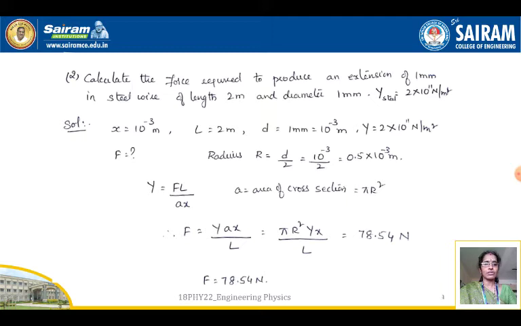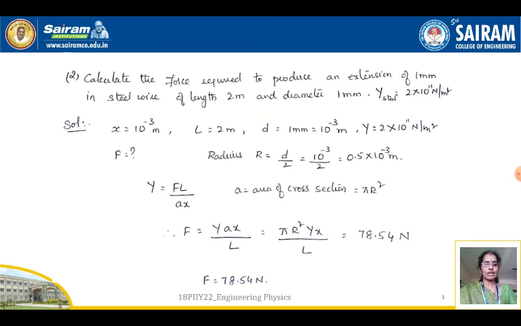A is the area of cross section, which you can determine by pi r square, and F is equal to YAx by L. Rearranging the terms of Y is equal to Fl by Ax, you will be getting F is equal to pi r square Yx by L. Substitute the value of r square, Y given, x given and L also given. Substitute the values and get the value.